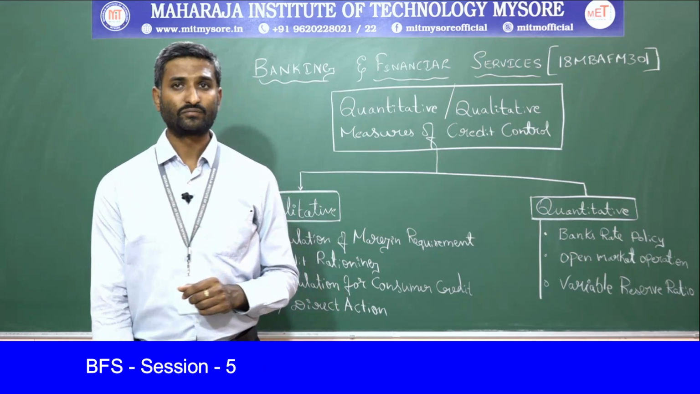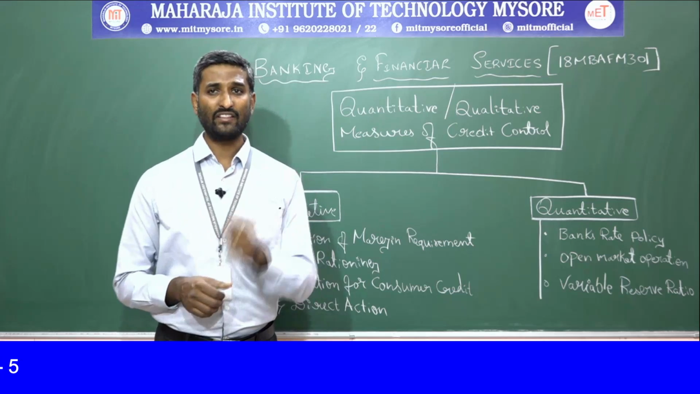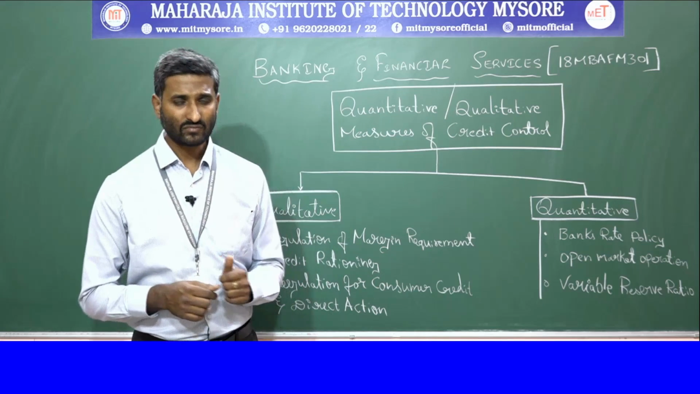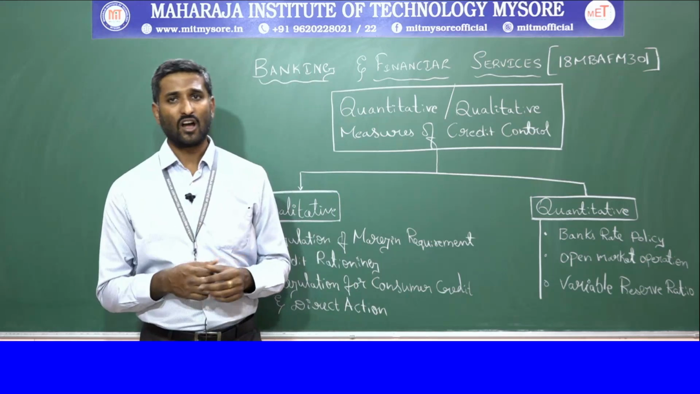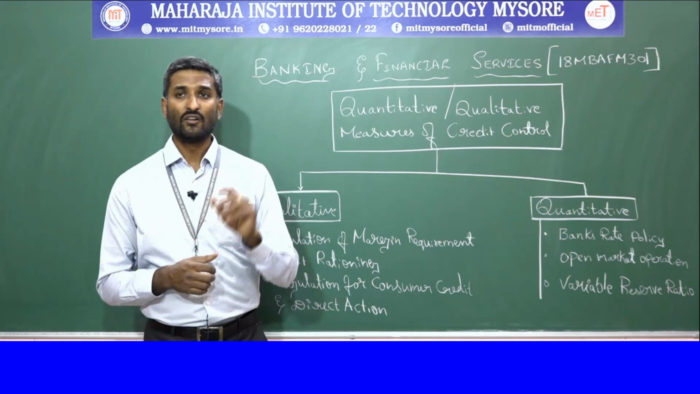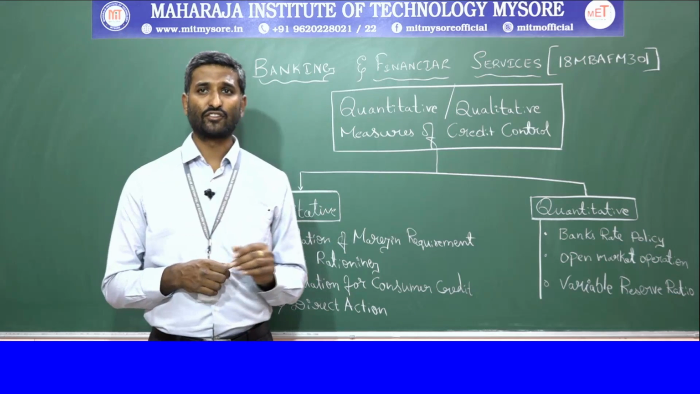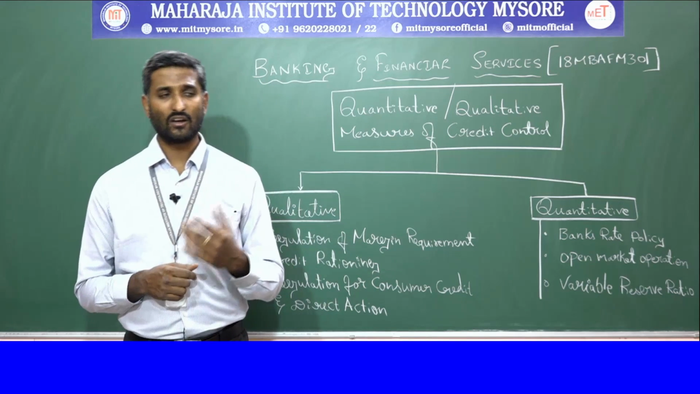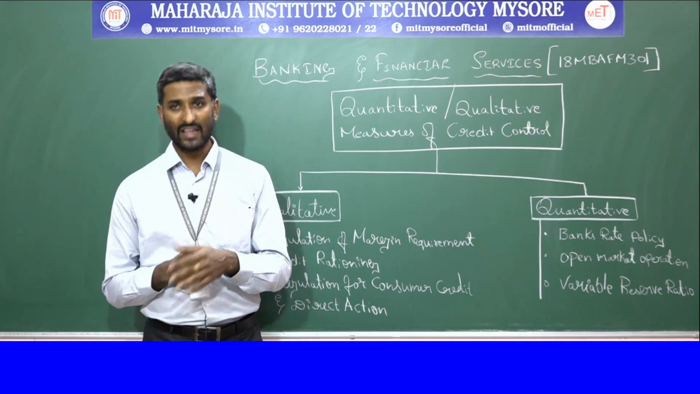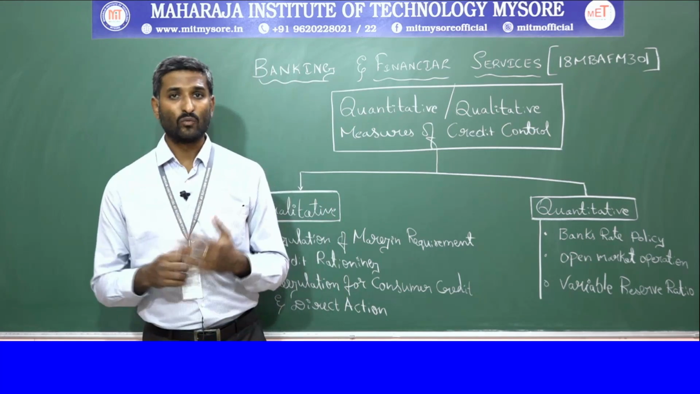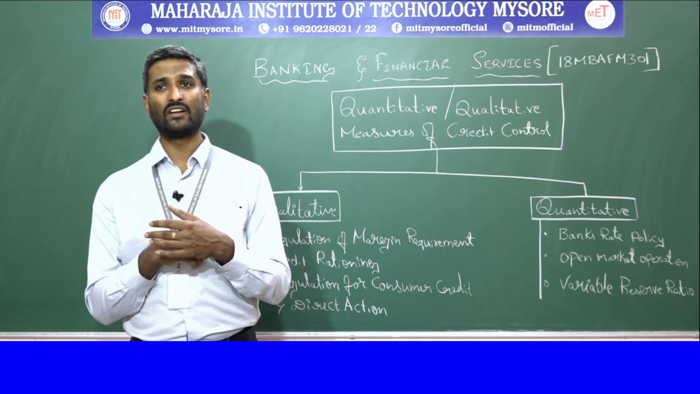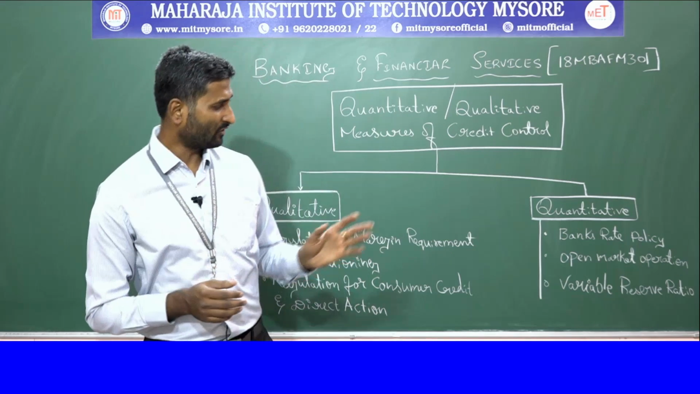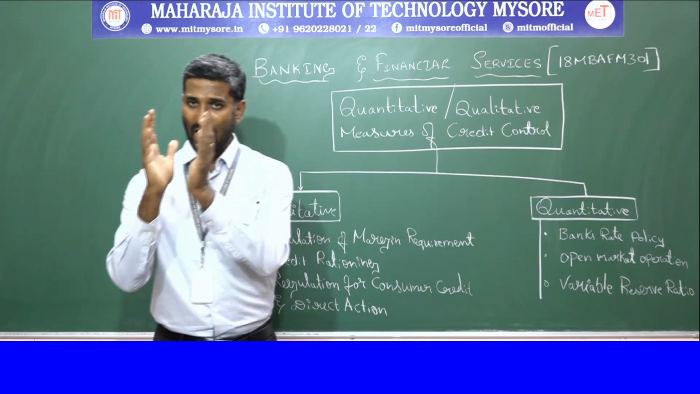So it works as an anti-inflationary measure of control. Likewise, a purchase of securities by the central bank results in more cash flowing to commercial banks. Here, when the Reserve Bank itself buys the particular securities, there will be a chance of more cash flow, because it is a transaction between the RBI and the commercial banks.